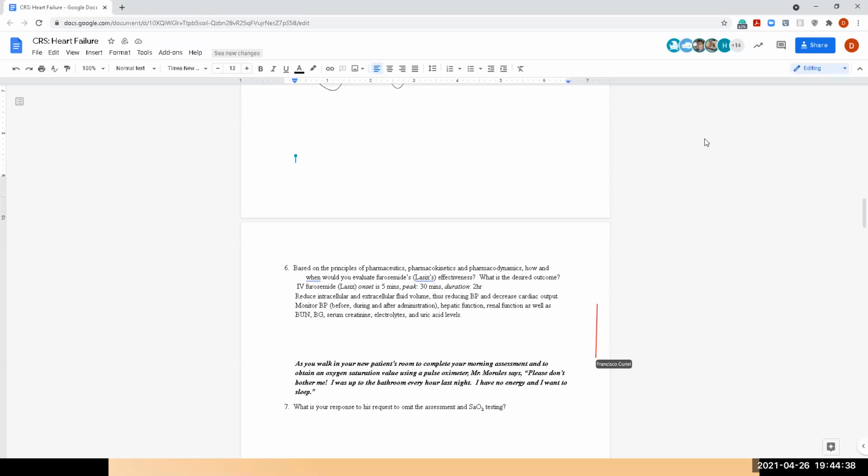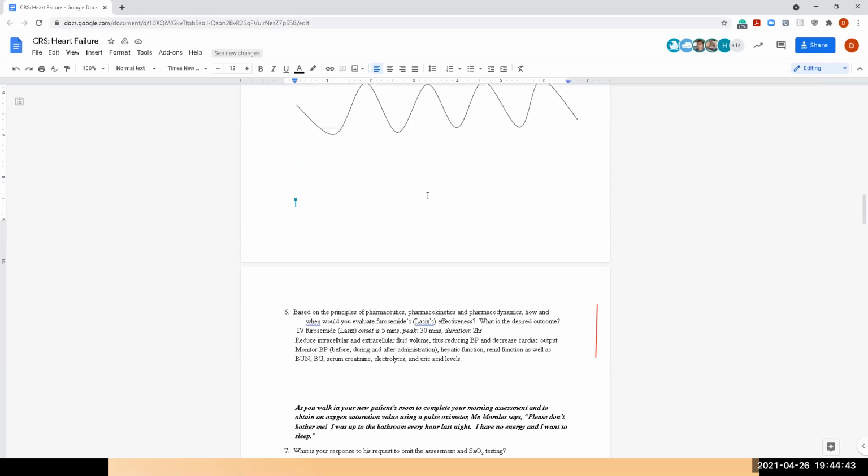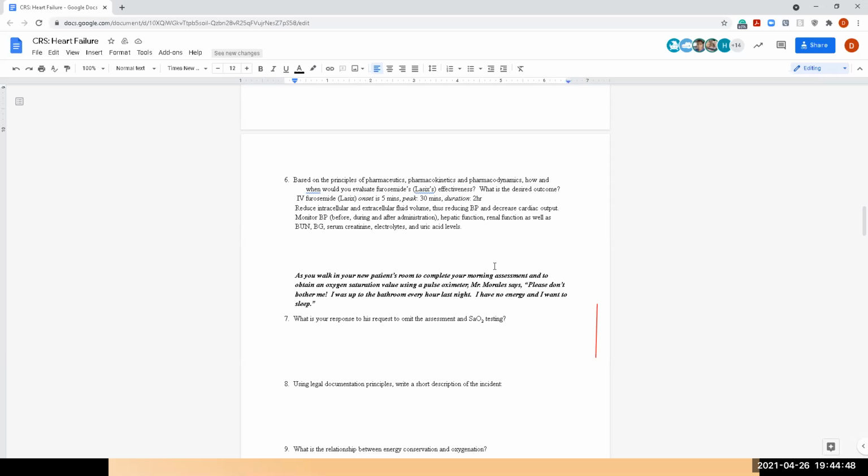And why would you look at the BG, the blood glucose? Why do you think you would look at the blood glucose? I'm just curious why someone put that. It's good. I would make sure also hepatic function. I would make sure you're putting the BNP was something there too.